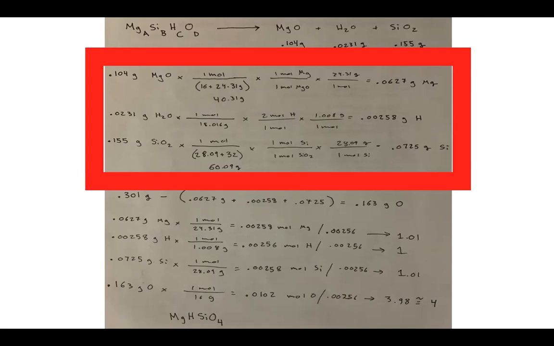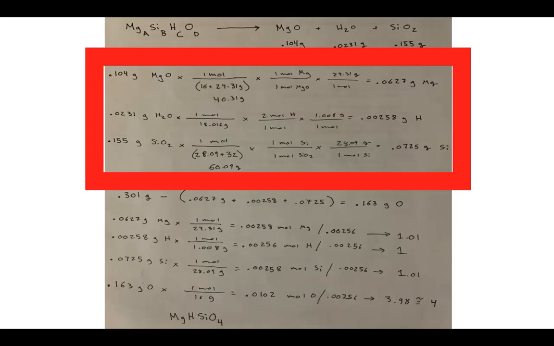And then again, we do the same exact thing with the silicon oxide, so 0.155 grams of silicon oxide. We convert that to moles of silicon oxide, then to moles of just silicon, convert that to grams of silicon, and what we find is that we have 0.0725 grams of silicon in our unknown compound.